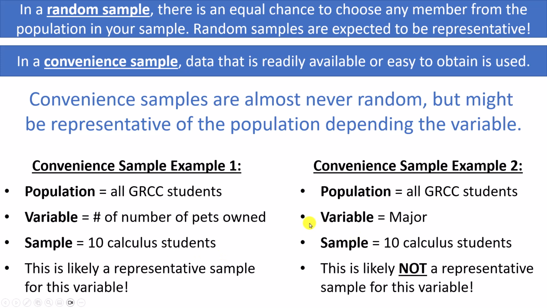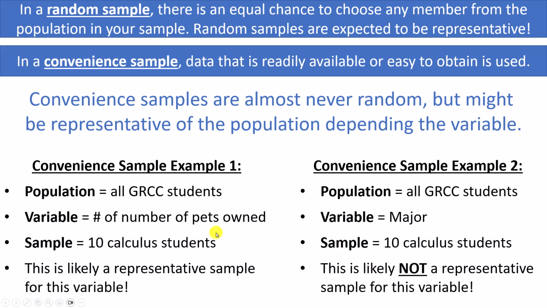But if we're trying to collect their class major, well, then that's probably going to make a difference, right? Calculus students are going to be more likely to have a certain major. So really the question you always had to ask yourself with convenience samples is, first of all, how has my convenience sample biased my results? In this case, it's biased it towards calculus students.